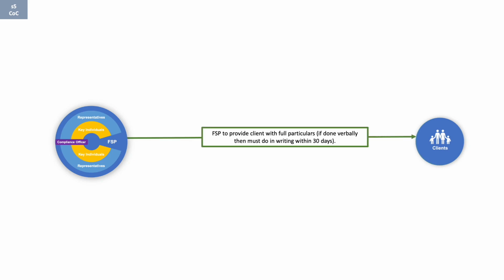Each of the paragraphs of Section 5 cover the information an FSP must provide and disclose to the client when rendering a financial service. The FSP is to provide the client with full particulars of the information we are going to discuss. If this information is provided verbally, then the FSP must provide it in writing within 30 days.